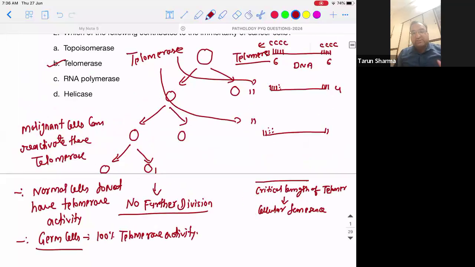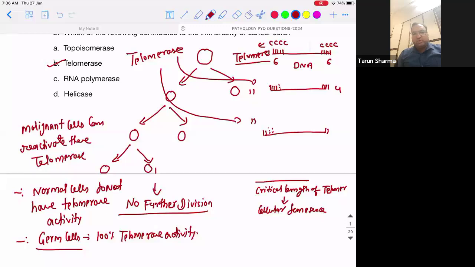Once in an exam, they asked what is happening to the telomere length after every successive cell division. Option A, telomere length remains constant. Option B, telomere length will be increasing. Option C, telomere length is getting shortened. Option D, all of the above. So the answer was C, the telomere length is getting shortened after every successive cell division.